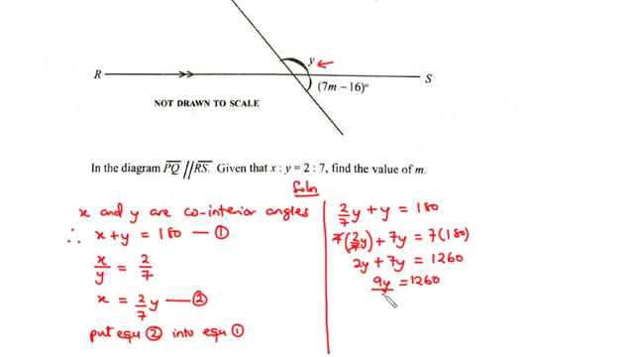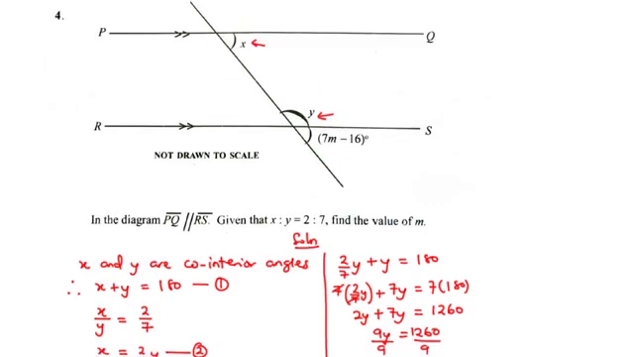We divide through by 9, and then we have y equals 140. So y is equal to 140 degrees. Now from any of the two equations, let's choose equation 1. From equation 1, we have x plus y to be 180. If you want to find the value of x, then you transpose y to the right hand side. So that becomes 180 minus 140, and that gives 40 degrees. So x is equal to 40 degrees.